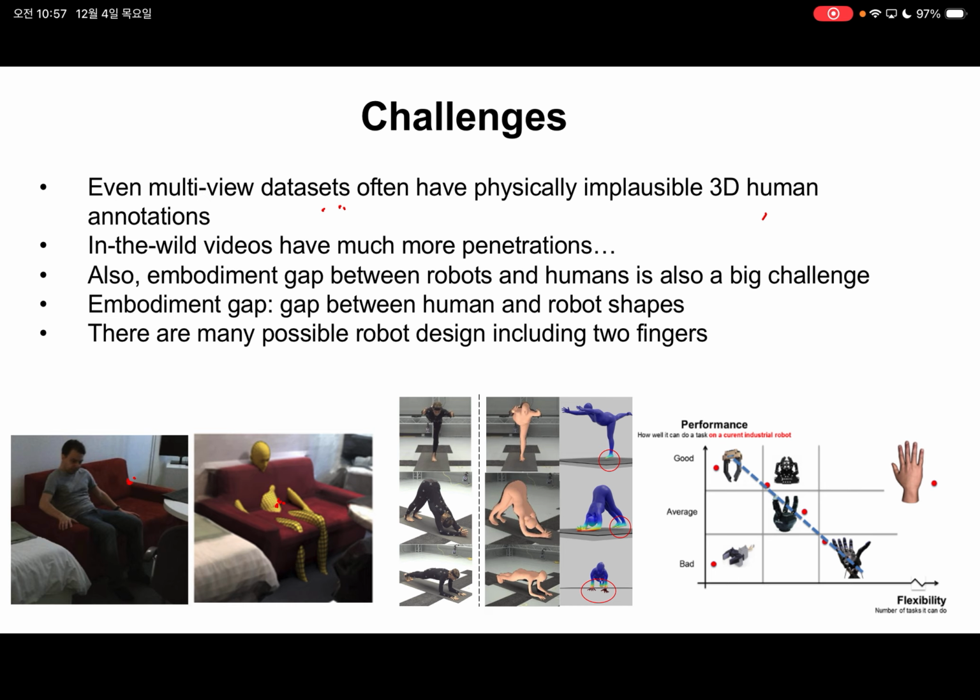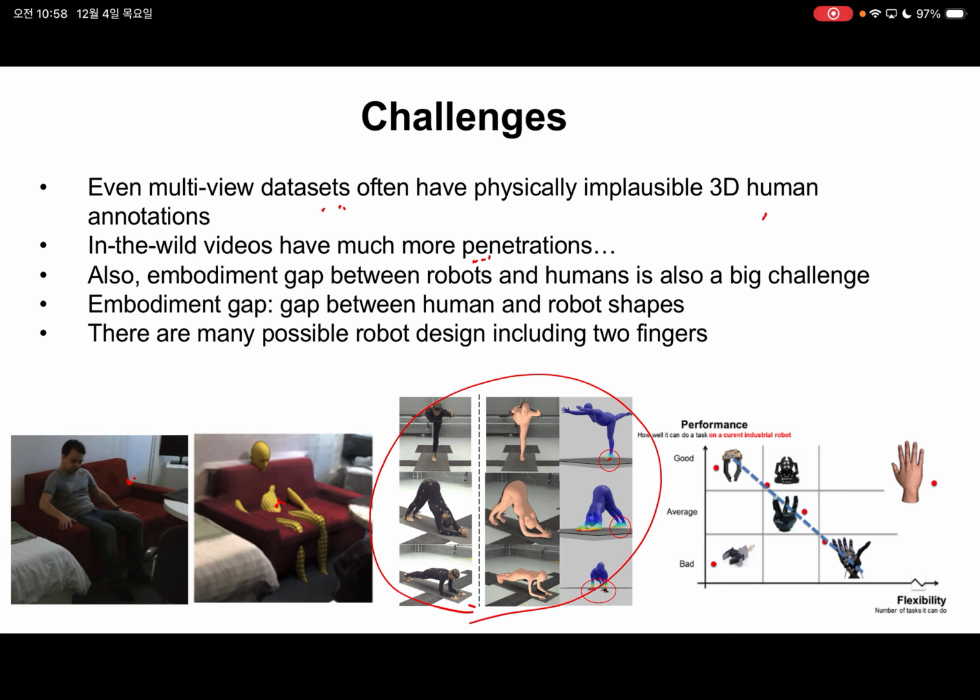So data collection for these robots is very challenging. And in-the-wild videos, of course, have many more penetrations. As you can see, this one is also showing physically implausible outputs. The foot is hovering above the floor. There is no contact between the foot and the floor. And then the hand is penetrating inside the floor, as you can see.